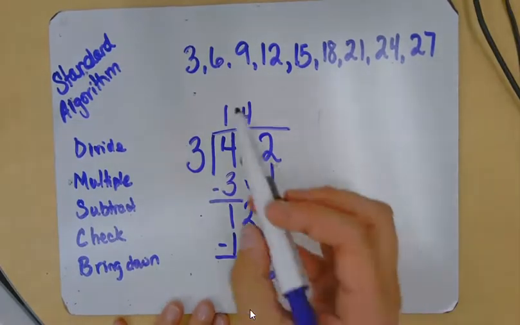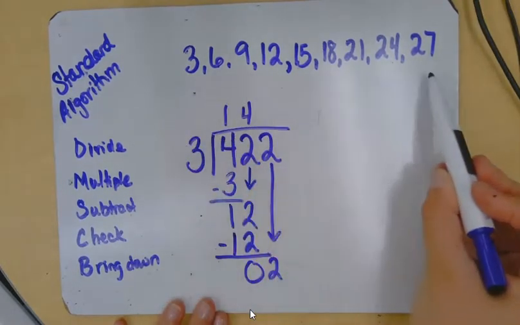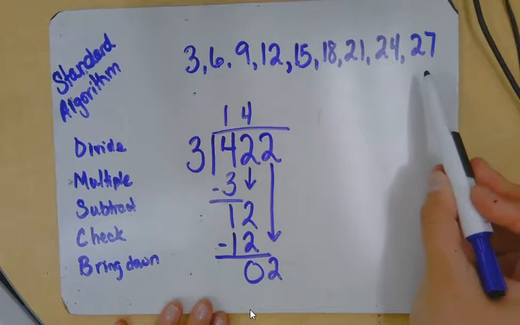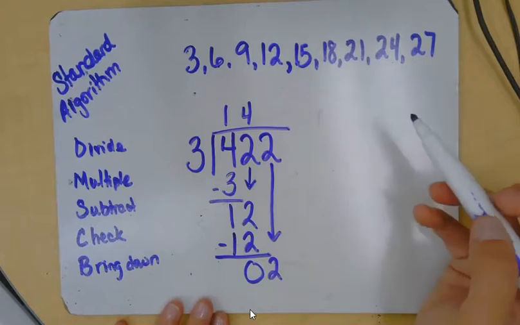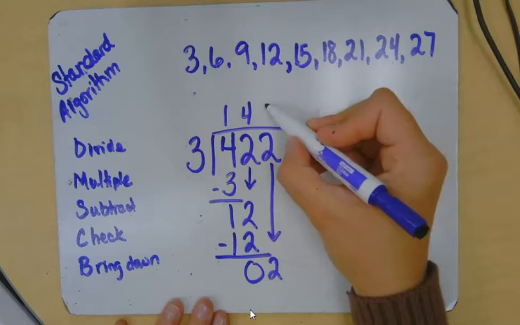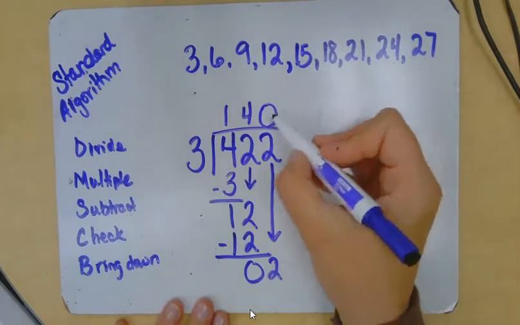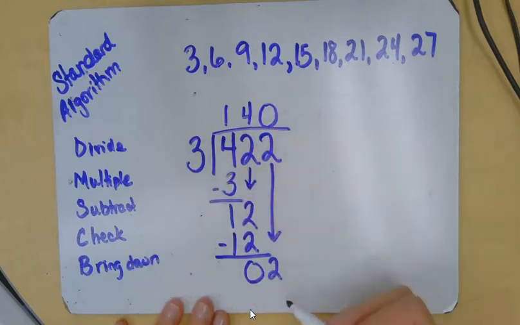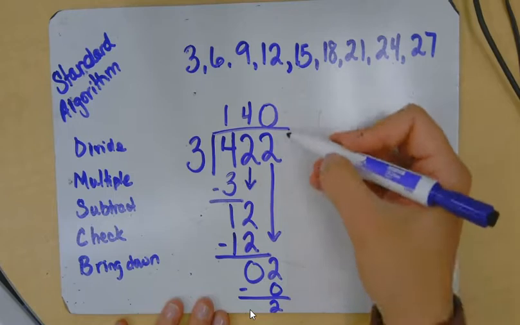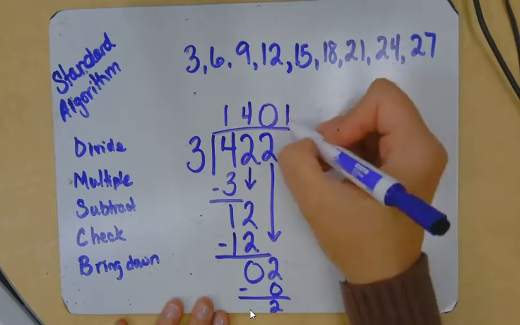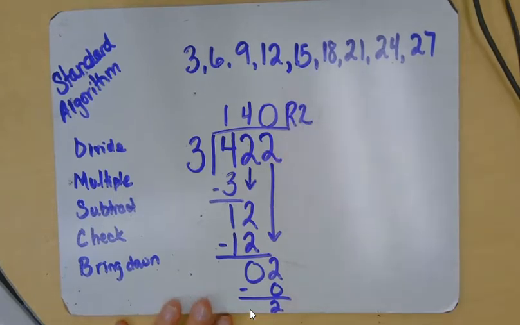Now I'm going to see, is there any number in this column that comes close to 2 without going over? Oh no, it won't go. In its place, put a 0. That means that 3 times 0, multiply, equals 0. And if I subtract, I get 2. There's nothing left to bring down, so that becomes my remainder.